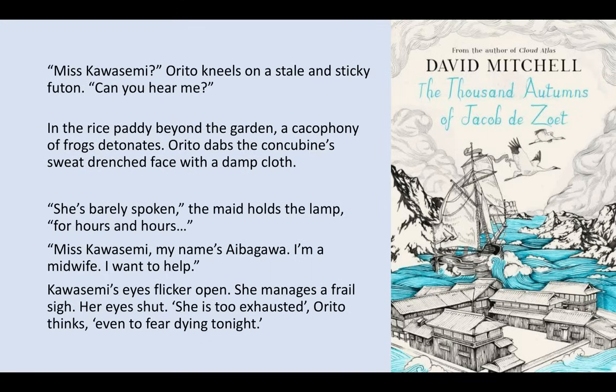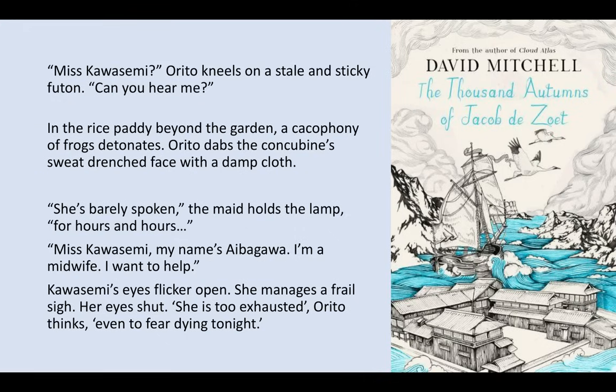Miss Kawashima? Orito kneels on a stale and sticky futon. Can you hear me? In the rice paddy beyond the garden, a cacophony of frogs detonates. Orito dabs the concubine's sweat-drenched face with a damp cloth. She's barely spoken, the maid holds the lamp, for hours and hours. Miss Kawashima, my name's Aibagawa. I'm a midwife. I want to help. Kawashima's eyes flicker open. She manages a frail sigh. Her eyes shut. She's too exhausted, Orito thinks, even to fear dying tonight.